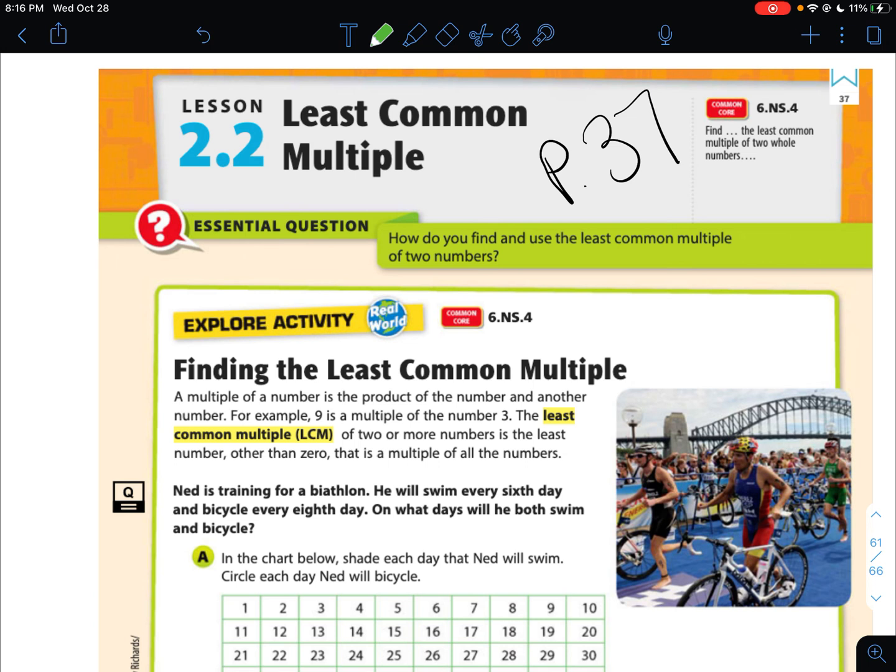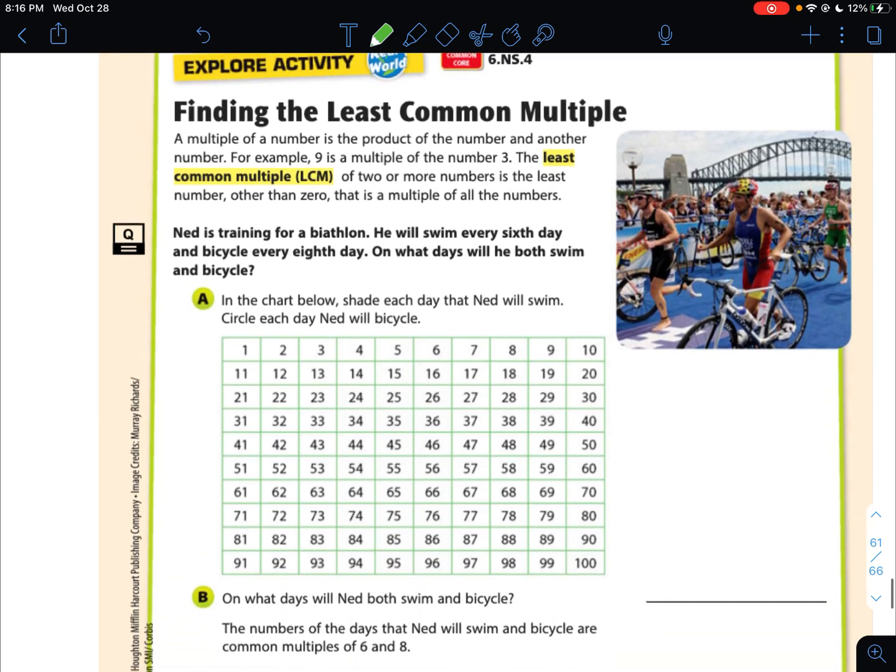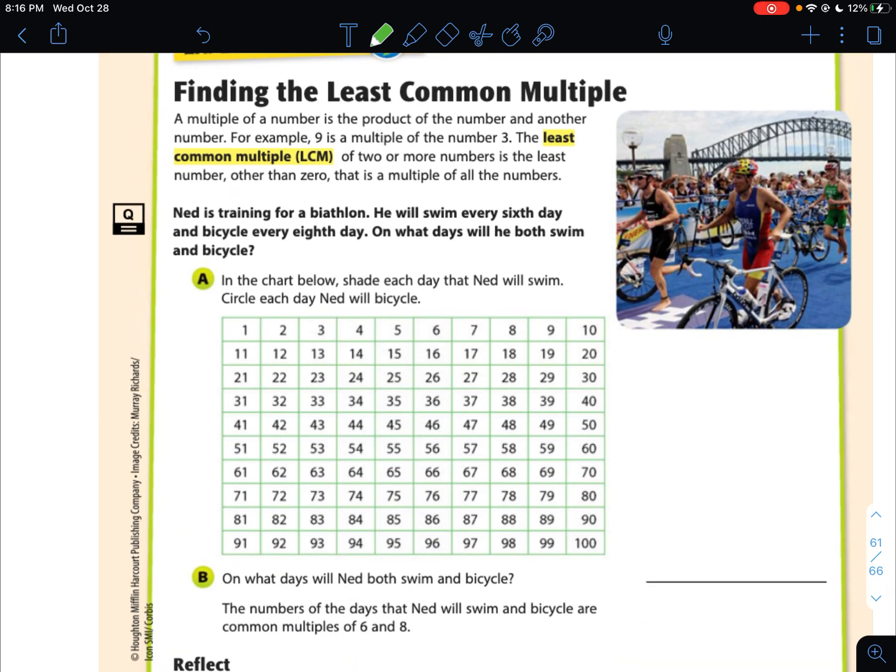I would like you to have your book out. Hopefully you already do since I said it in my post. I want you to turn to page 37 for me, okay? So get there right now. Okay, hopefully you are on page 37. If not, hurry. On page 37, it goes over what the least common multiple is.